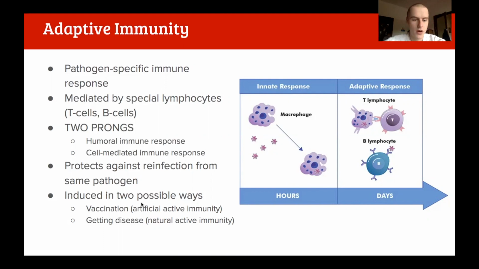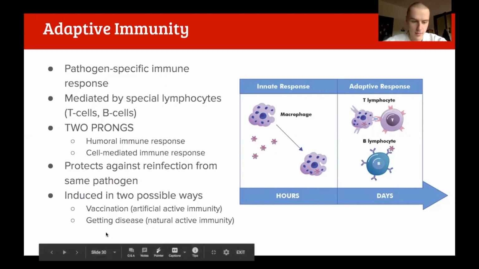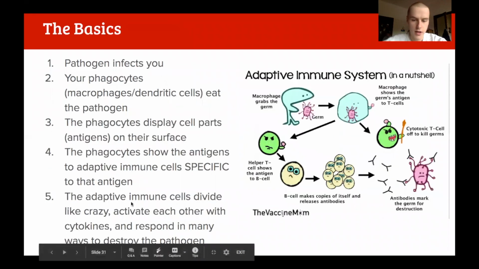So adaptive immunity can be given to us in two possible ways. The first is via vaccination, which gives us artificial active immunity. And the second is by actually getting the disease, and we call that natural active immunity. And we'll talk exactly about how this works shortly.